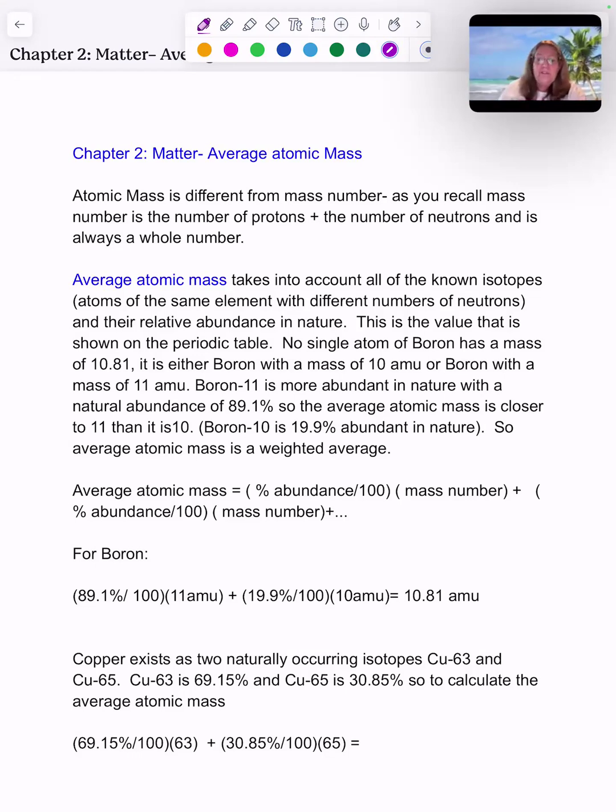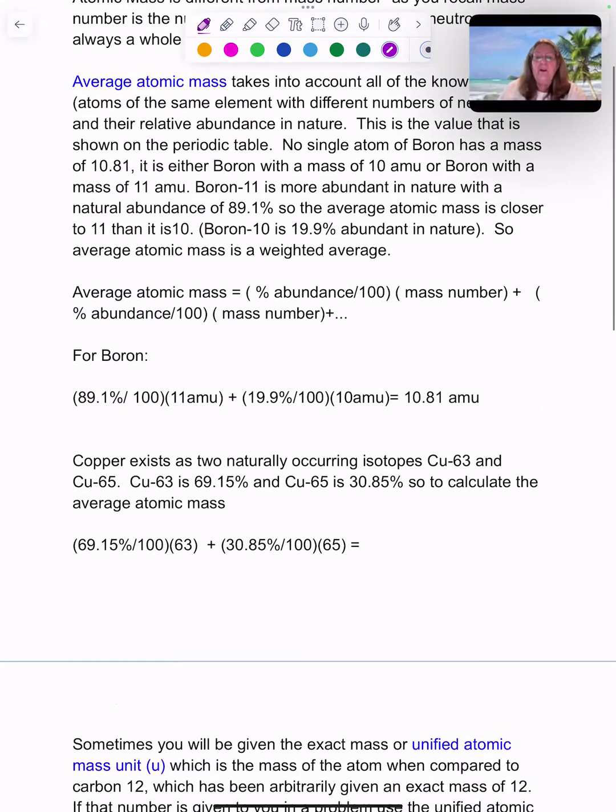Copper tends to exist as two naturally occurring isotopes on Earth, copper 63 and copper 65. Copper 63 is 69.15% abundant, copper 65, 30.85. So we can make a pre-guess here and say, you know what? This average atomic mass has got to be closer to 63 than 65. But is it going to be above 63 or below 63? Well, since there's no isotopes below 63, we know that this average is going to have to be above 63, but below 65. So let's go ahead and solve this one with our calculator.